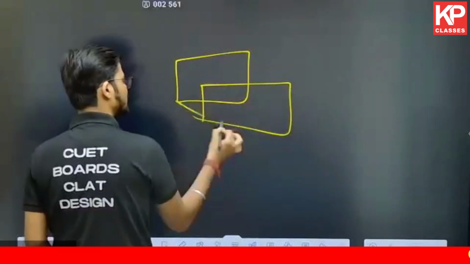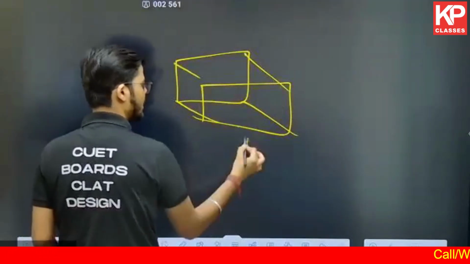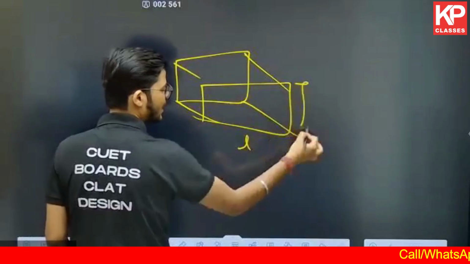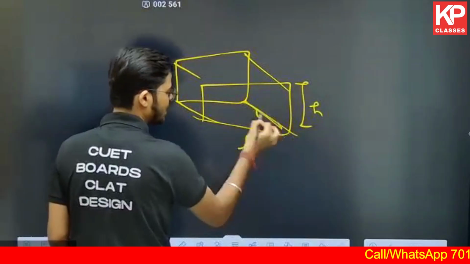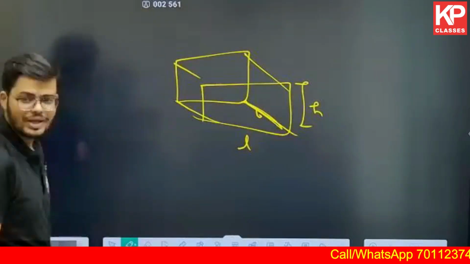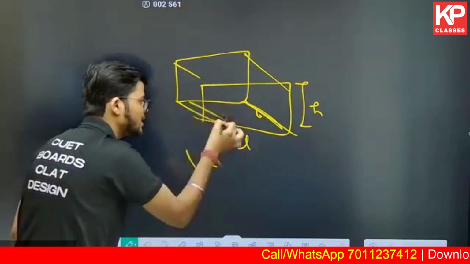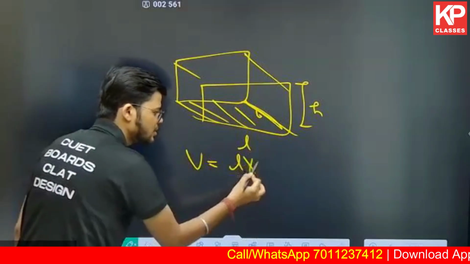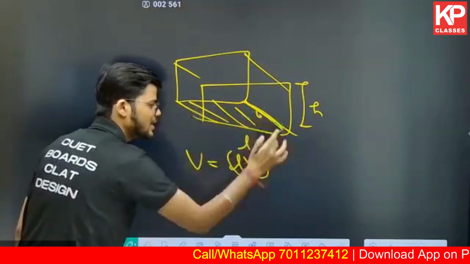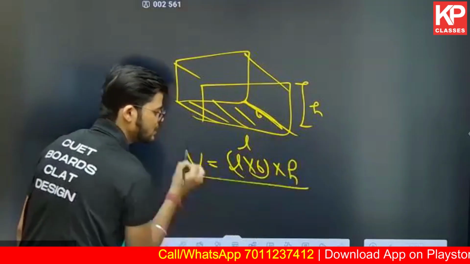Cuboid is similar to this figure. This is L, and for example, this is H, and this is B. This breadth is given. Now, in this case, what will be the volume? This is nothing but base area, that is L into B, multiplied by height. That is the volume.